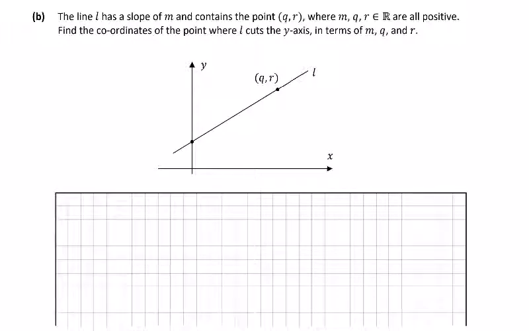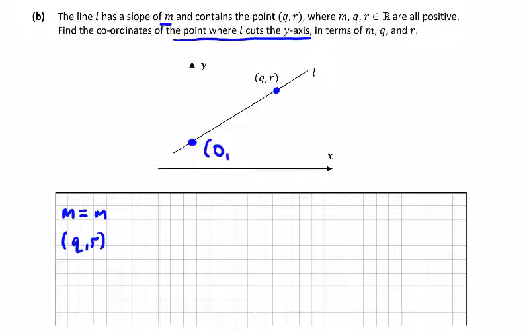Part B, bit of coordinate geometry. We're given a point on a line and we're told it has a slope of m. So m is equal to m and our point is (q, r). And we're asked to find the coordinates of the point where L cuts the y-axis. You can see it's given on the diagram. So this is when x is equal to 0, as you all know.